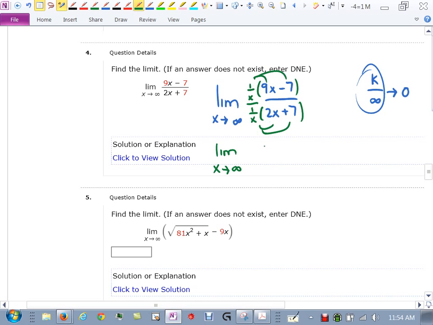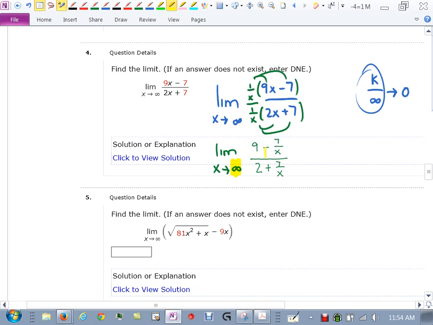See, 1 over x times 9x, the x's cancel, we get 9. Distribute through, we get 7 over x. And then on the bottom, 1 over x times 2x, the x's cancel, we get 2, and then plus 7 over x. And now let x go to infinity.